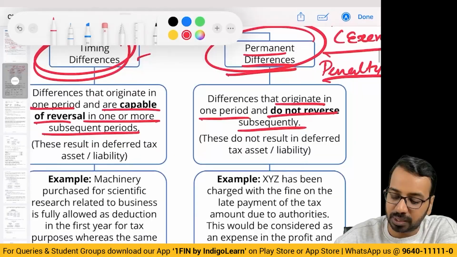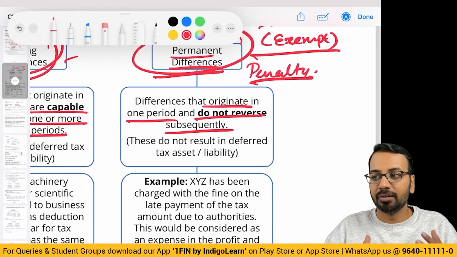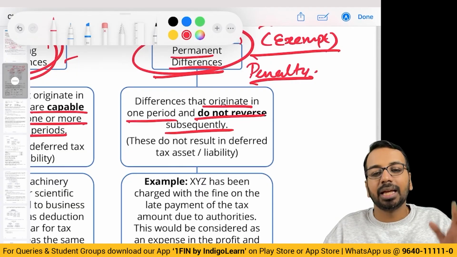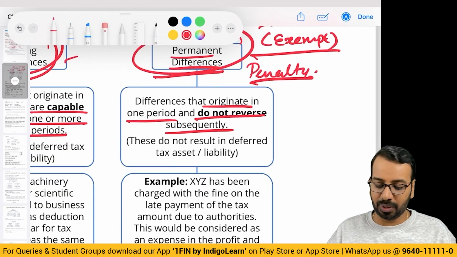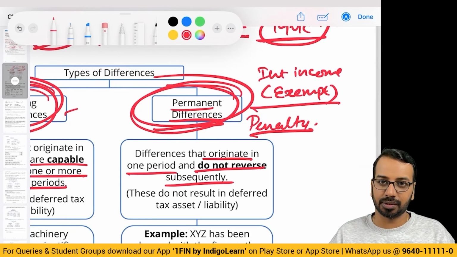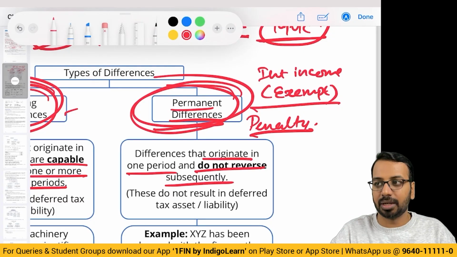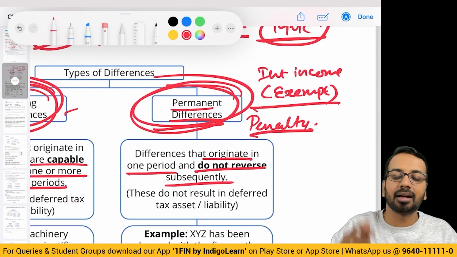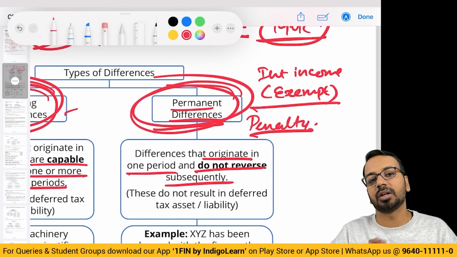Now, permanent difference basically means that even if you pay higher tax today, in future you will not get any benefit. So that is what is called permanent difference. Permanent difference does not create a deferred tax impact. So there is no deferred tax liability, there is no deferred tax asset.